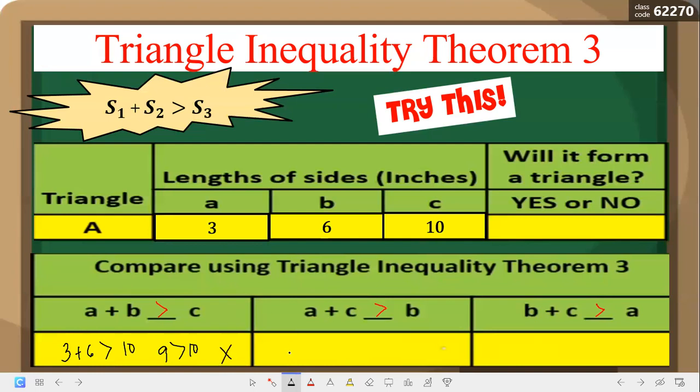Then for this one, we have 3 plus 10 greater than 6. So that is 13 greater than 6. Is 13 greater than 6? Yes. Then for this one, we have 6 plus 10 greater than 3. So that is 16 is greater than 3. Check. Kaya lang po, since nag-X yung isa, that will not form a triangle.